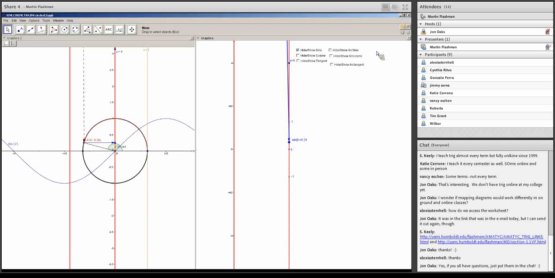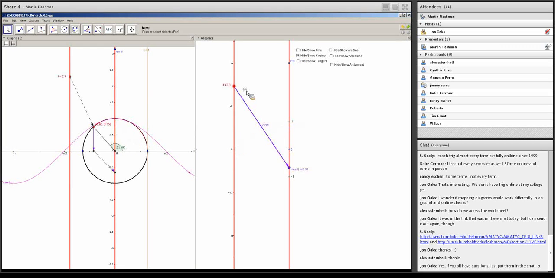I'm going to go back to the cosine and just quickly illustrate the same thing with the cosine. Again, oscillating again, the same 2 pi reason, and we'll go back.